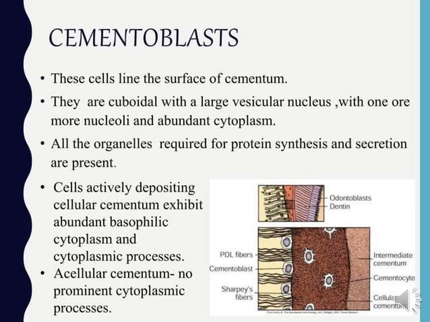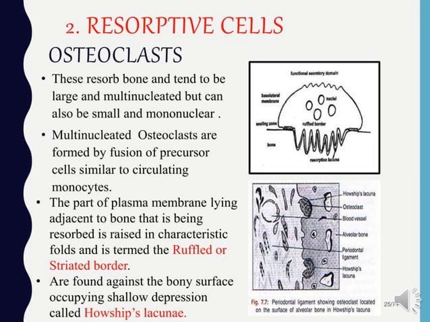Coming to cementoblasts, these cells line the surface of cementum. They are cuboidal with a large vesicular nucleus, with one or more nuclei, and abundant cytoplasm. All the organelles required for protein synthesis and secretion are present. Cells actively depositing cellular cementum exhibit abundant basophilic cytoplasm and cytoplasmic processes.